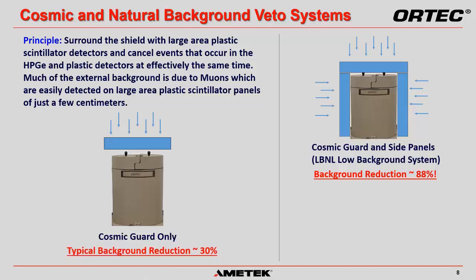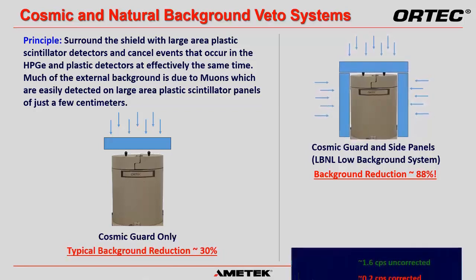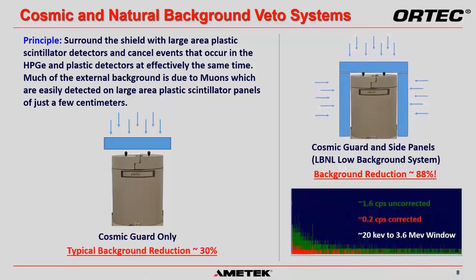A low background system tested at Lawrence Berkeley National Lab with plastic panels that completely surrounded the shield for cosmic and localized background veto reduced background in the high purity germanium detector by nearly 90% over a 3.6 MeV energy range.